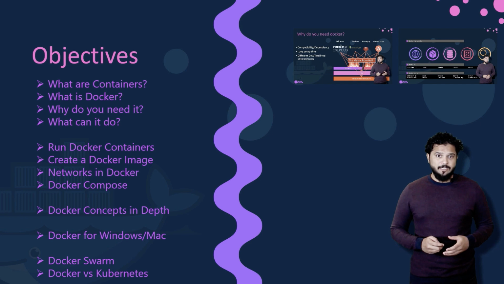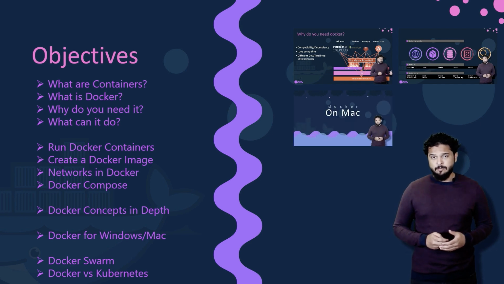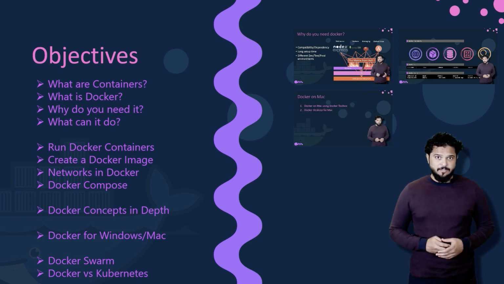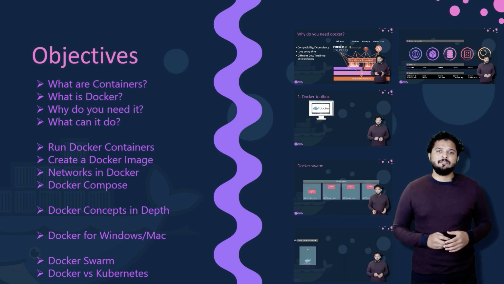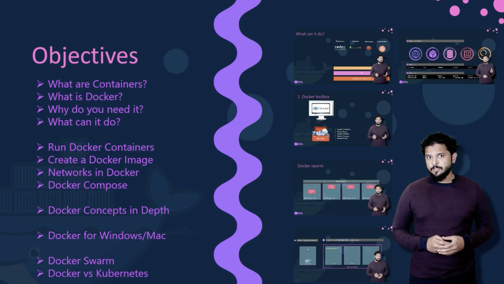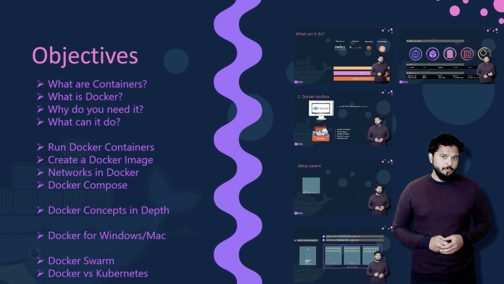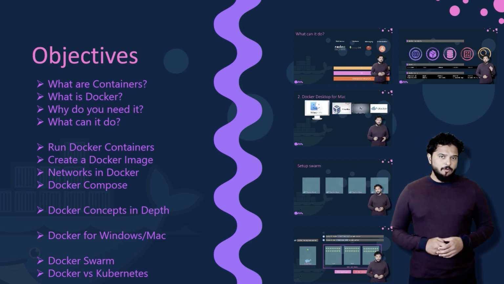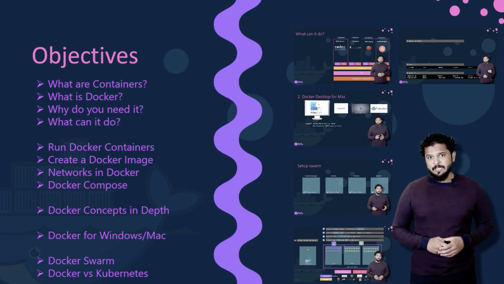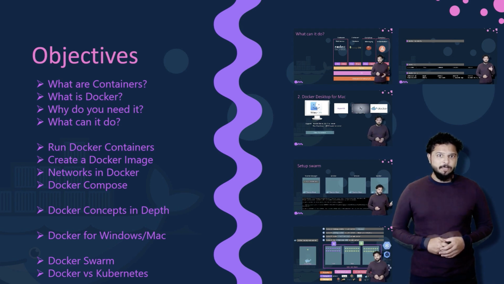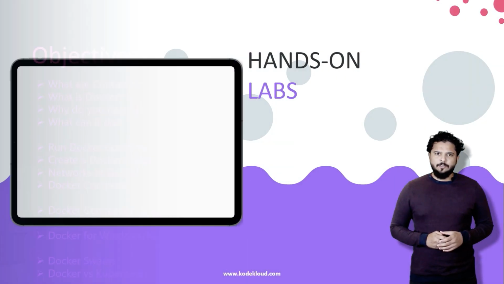We will see networking in Docker and how to use Docker Compose, what Docker registry is, how to deploy your own private registry, and we then look at some of these concepts in depth and we try to understand how Docker really works under the hood. We look at Docker for Windows and Mac before finally getting a basic introduction to container orchestration tools like Docker Swarm and Kubernetes.